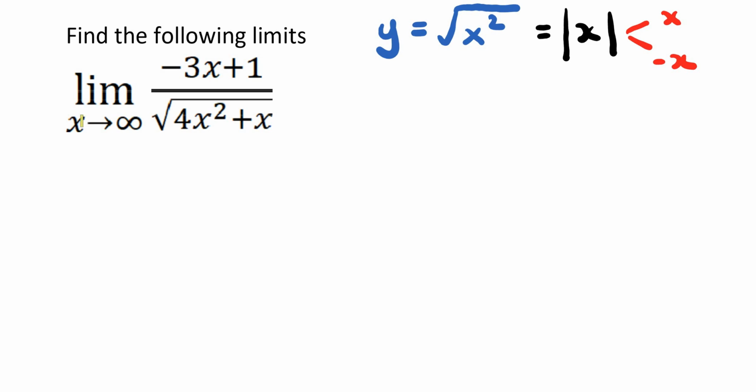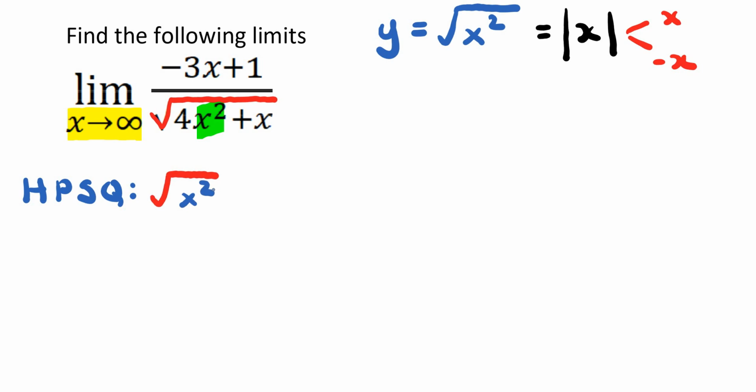And first of all, I recognize that x is going to infinity, but I also recognize there's a square root here. Okay, so whenever you have a square root, and when x is going to infinity, you have to use a different technique called the highest power. I'll say SQ, meaning highest power in the square root. And I see an x squared there and the square root sign, so I write this out as the highest power in the square root as being the square root of x squared. Okay, so I recognize that there's a square root, and the highest power in that square root is x squared.